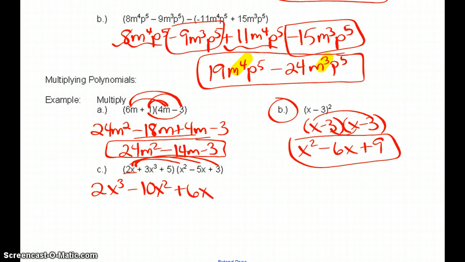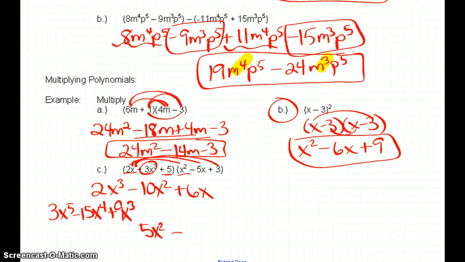Okay. And then I'm going to take my 3x to the third and I'm going to distribute that. And that gives me 3x to the fifth. Notice how I'm putting it in front here. I'm trying to line up my like terms. And then I have 3x to the third times negative 5x, and that's negative 15x to the fourth. And then I have 3x to the third times 3, and that's going to give me positive 9x to the third. Okay. And then finally I'm going to do my 5. So 5 times x squared gives me 5x squared.